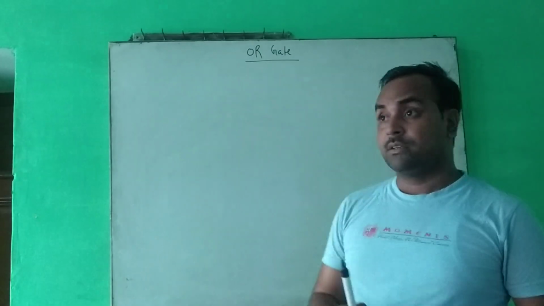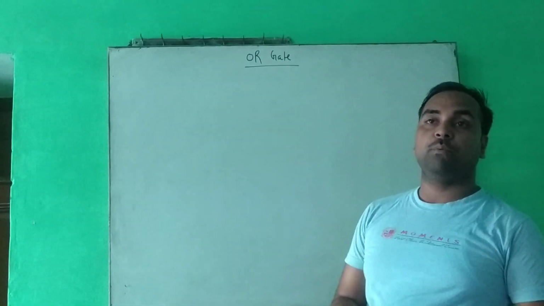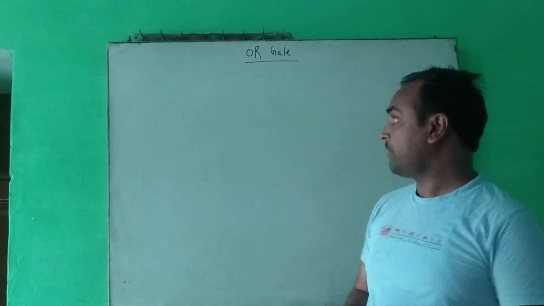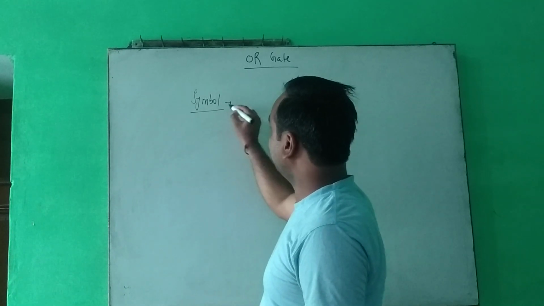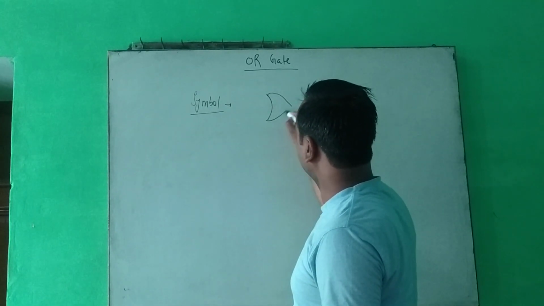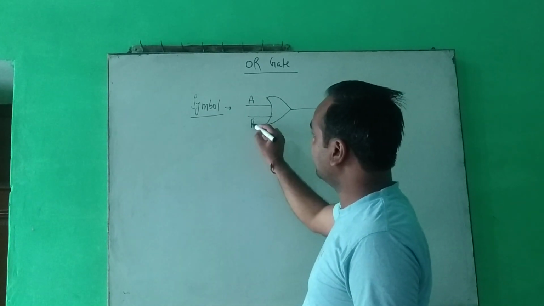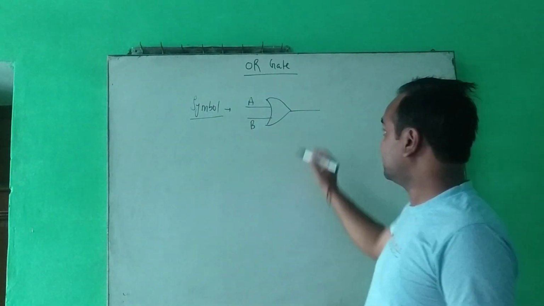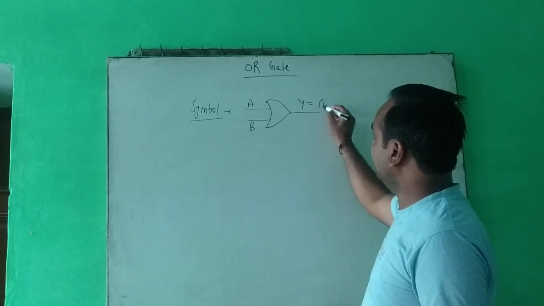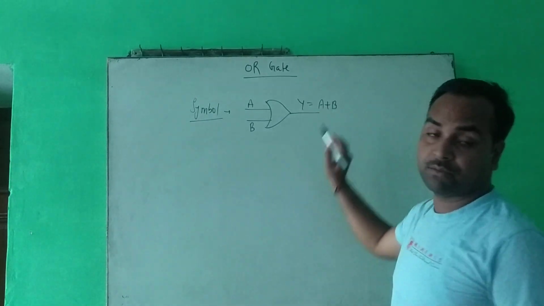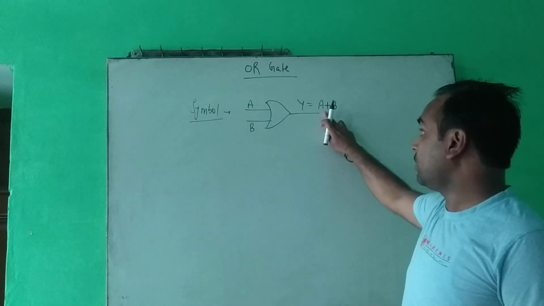So first of all, we will see what is the symbol of OR gate and how the operation is performed in this gate. The symbol of OR gate is here in this shape. We are giving here two inputs, that is A and B, and it will give the output after performing the OR operation, that is A plus B. It is not the symbol of plus, it is called A or B. It is called OR operation.